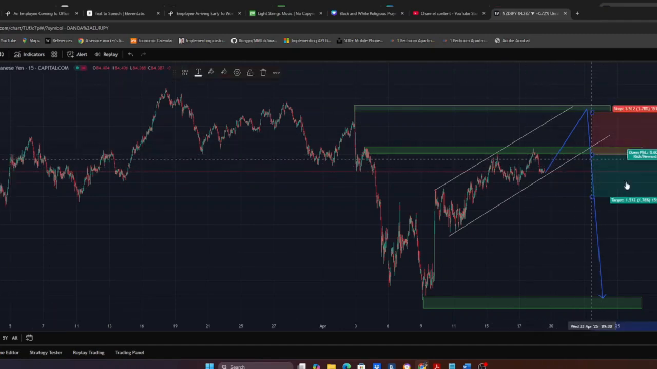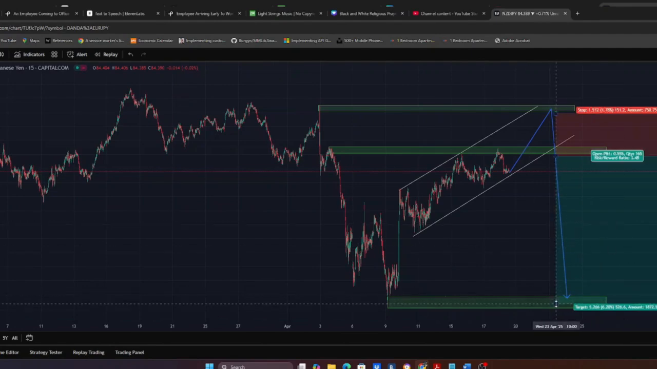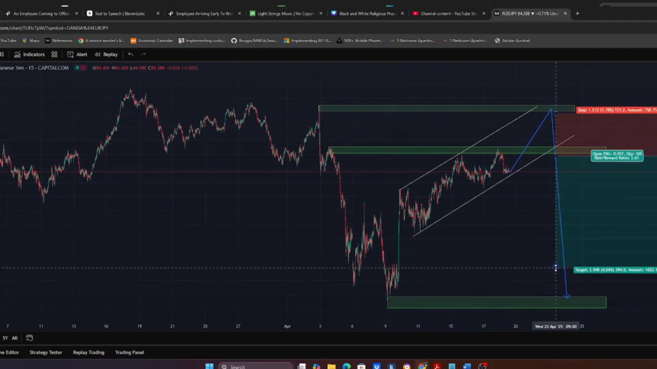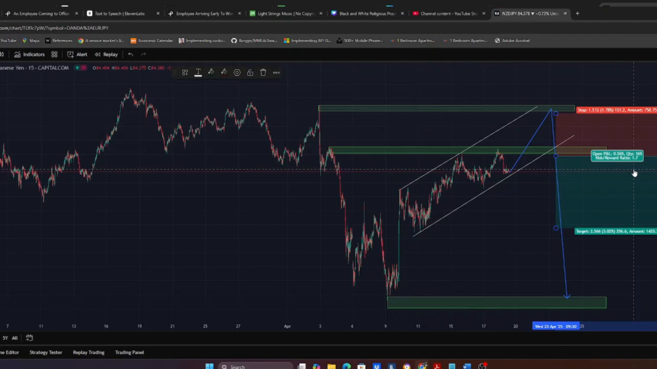If things come the way we anticipated, you put your entry here, and then your target is where it started. A little bit aggressive. If you don't want to be aggressive, you can look around this area here. Some people like to put their target where the pattern started. I think 80% of the time, once it breaks this, it will come here. But obviously you also got to be mindful of fakeouts.